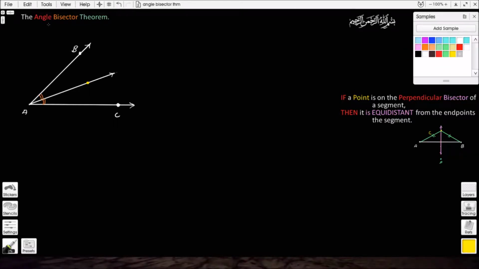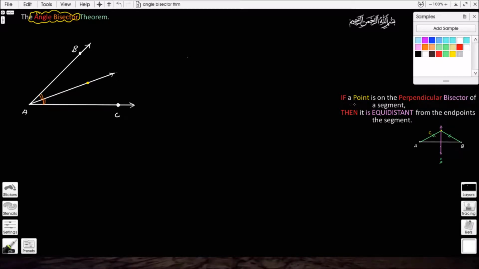Bismillahirrahmanirrahim. Today, inshallah, we will talk about the angle bisector theorem. Last time we talked about the perpendicular bisector theorem. The angle bisector theorem is very analogous to the perpendicular bisector theorem.